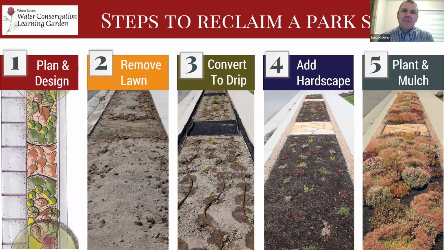So here's some steps. We'll go through each of these on how to reclaim a park strip. Now, if you have a brand new landscape, you could follow these same steps. The easy part is you don't have to worry about the removal of the lawn. You can skip that step. But otherwise, if you have existing, these are some steps that we're going to go through tonight to help you. So number one, you're going to plan, you're going to remove lawn, convert to drip irrigation, add the hardscape pathways, connection points, and then of course the plant material.